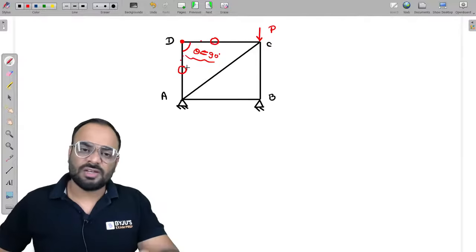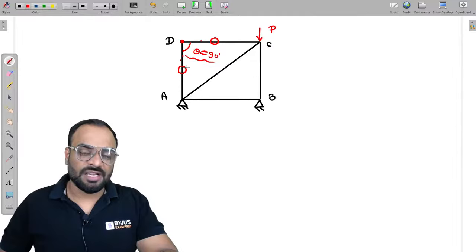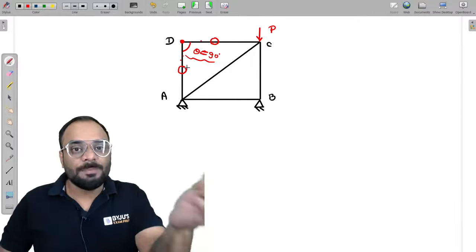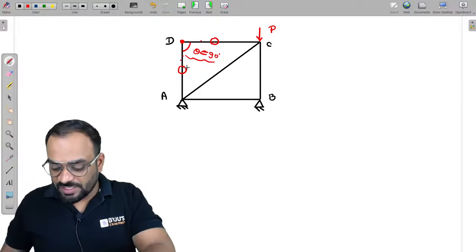No doubt these are not taking any kind of force, but these members are again required for the stability part, and that's why we are not able to remove them in a practical condition. I hope all of you are able to understand this point. Yes or no? Please write it down, guys, quickly.